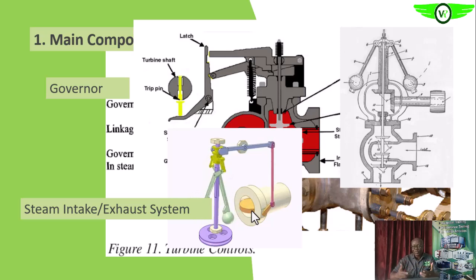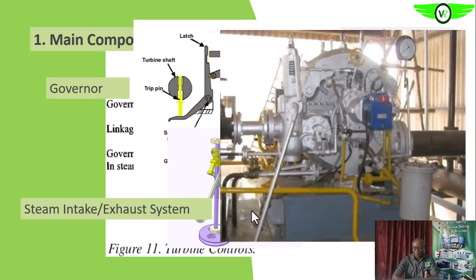Okay, it goes into the turbine, does its work, and then it comes out through the exhaust, having done the work that you need it to do. So that is the exhaust system. So this is what we are talking about.